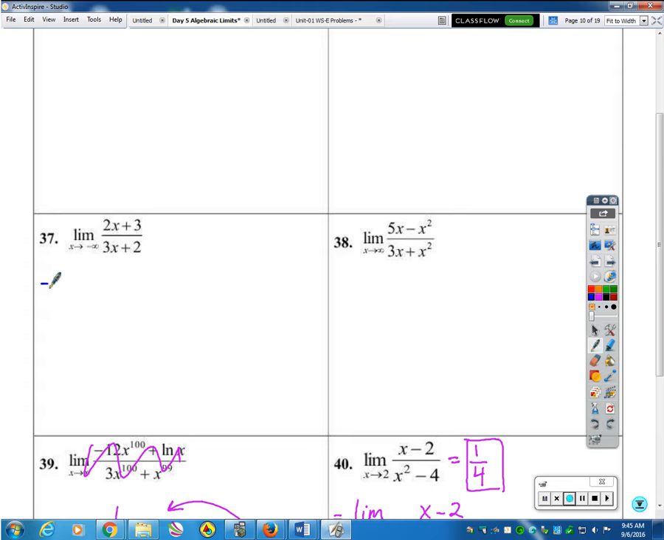Limit as x approaches negative infinity of simply 2x over 3x. The x is divided to make 1, so no matter how large of a negative value we plug in here, it doesn't matter how big this negative value gets, the whole thing is going to approach 2/3.